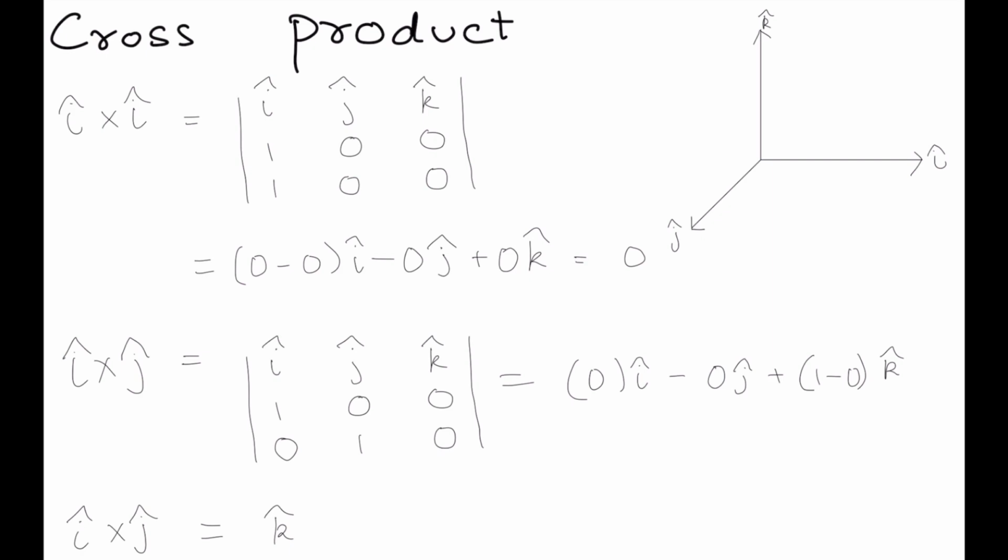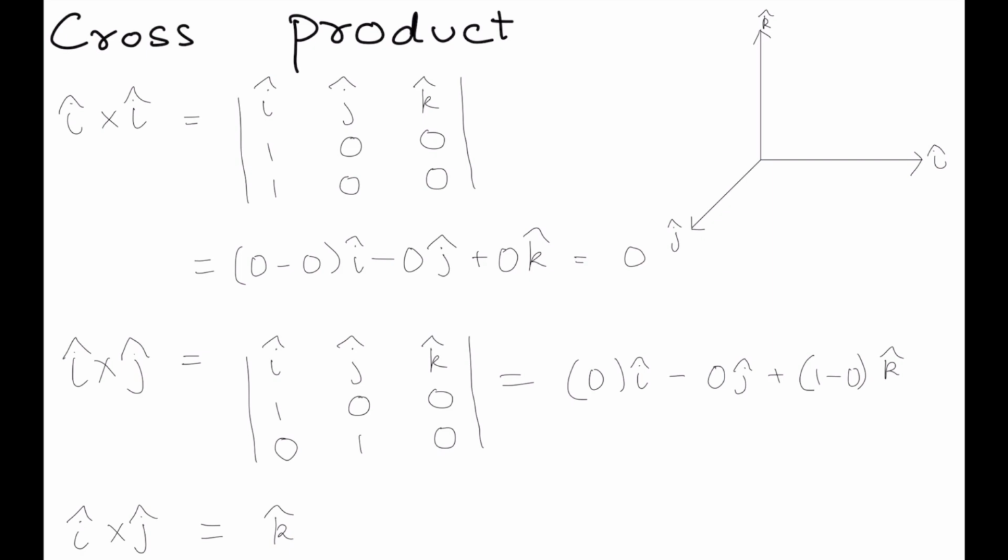Now let's try calculating the cross product of two different unit vectors. This time I cap cross j cap. So we do what we did before. We write it as a determinant. Now with j cap, it has magnitude 1 in j cap direction and 0 everywhere else. When we calculate its determinant, we get k cap.